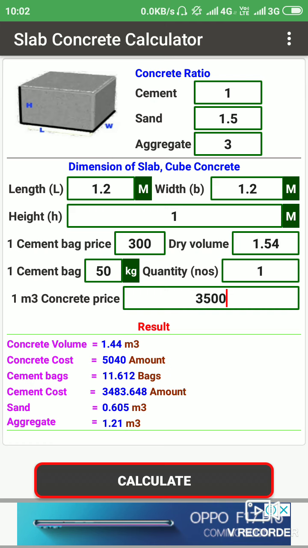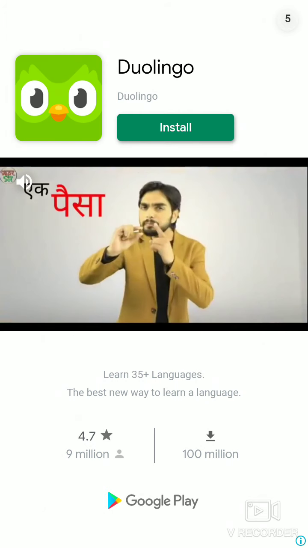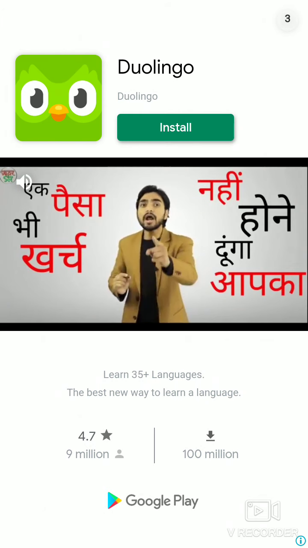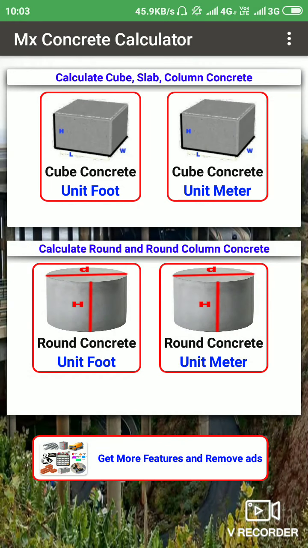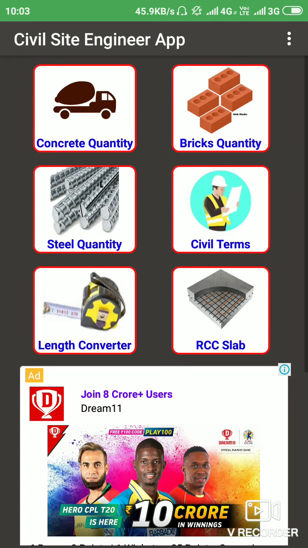Concrete volume is 1.44 cubic meters. Concrete cost is 5040 rupees. Cement bags required 11.6. Cement cost needs to be approximately 3500. Sand is 0.6 cubic meters. Aggregate 1.21 cubic meters. In this manner you can get the quantities you need to find out within a short time.